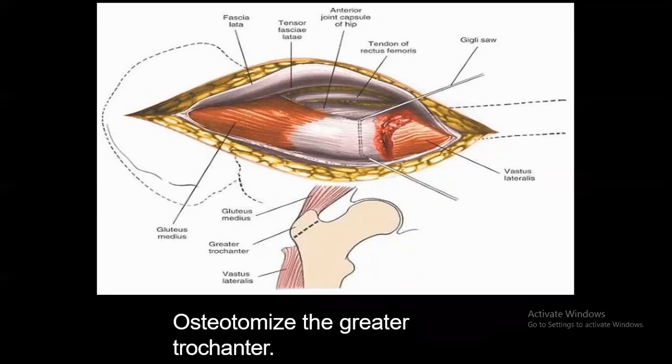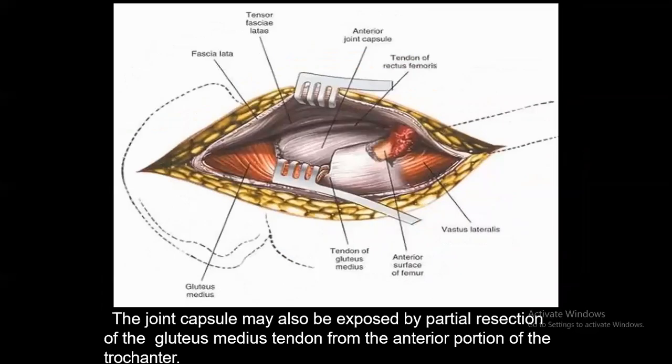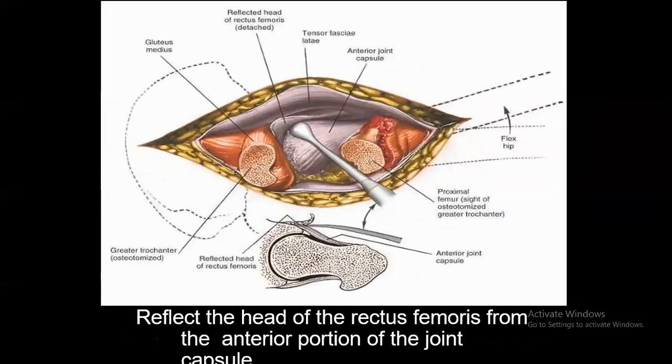The exposure of the joint capsule is easy using this approach. Reflect the osteotomized portion of the greater trochanter superiorly with the attached gluteus medius to reveal the joint capsule. The joint capsule may also be exposed by partial resection of the gluteus medius tendon from the anterior portion of the trochanter. Reflect the head of the rectus femoris and the anterior portion of the hip joint. It is also helpful to expose the joint capsule.